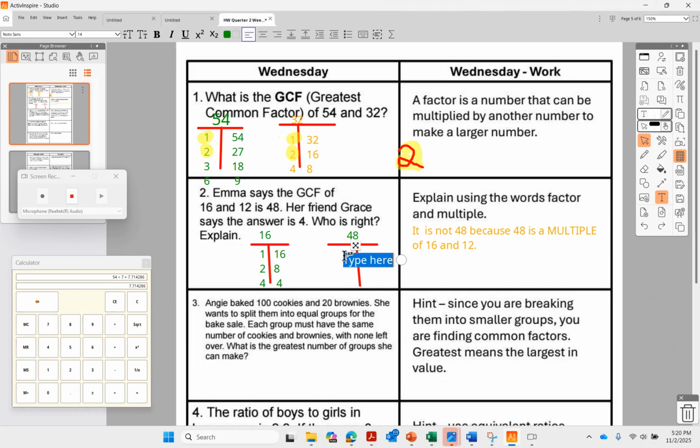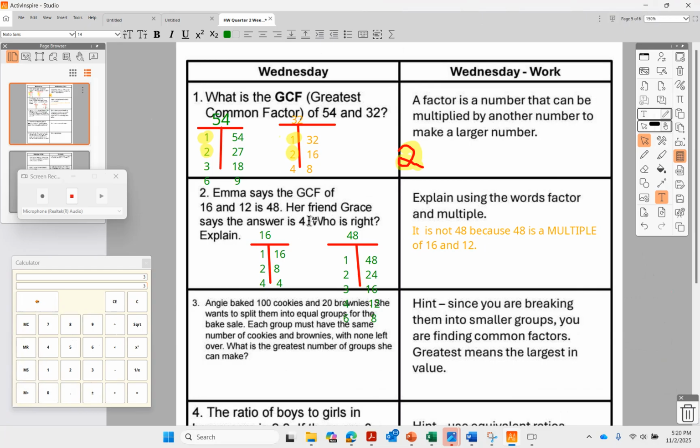So 1 times 48 is 48. 2 times 24 is 48. 3, is 48 divisible by 3? Let's look. 48 divided by 3. See, sometimes we don't know these. It is 16. Oops, let's go back over here. 3 times 16 is 48. 4 times 12. 5 is not divided into 48. 6 does, though. It's 8. Okay?